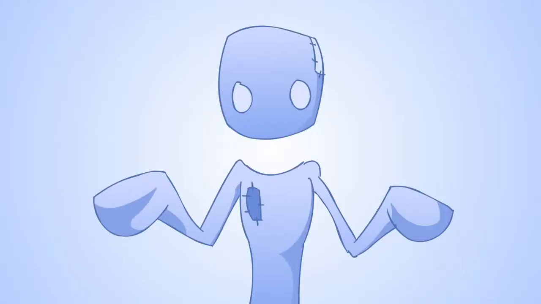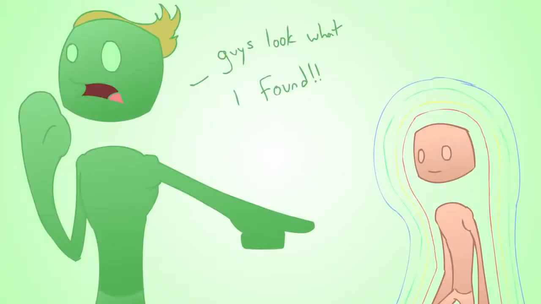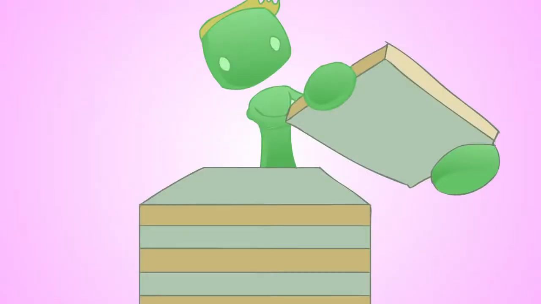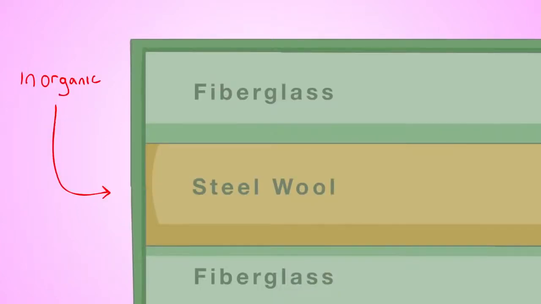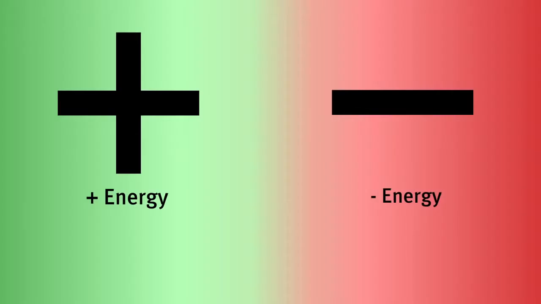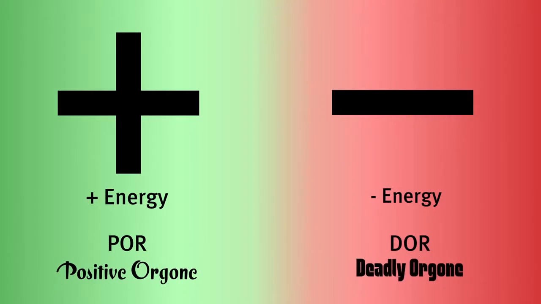Where did orgonite come from? Well, in the 1930s and 40s, Dr. Wilhelm Reich was able to detect and measure the existence of etheric energy, which he called orgone, using a modified Geiger counter. He determined that by stacking alternating layers of fiberglass, which is an organic substance, and steel wool, an inorganic substance, you could attract and collect orgone energy of both positive and negative polarities. He called the positive energy POR and the negative energy DOR, which stands for positive orgone and deadly orgone.